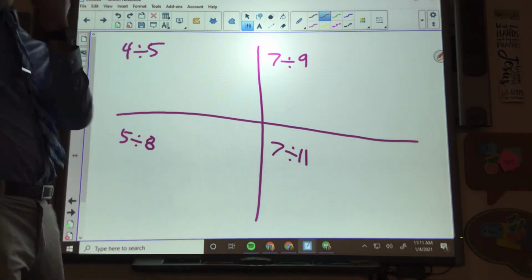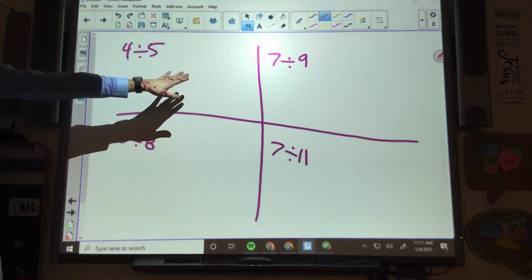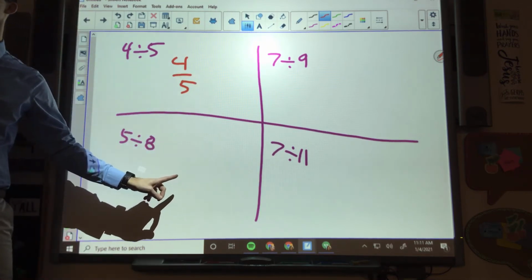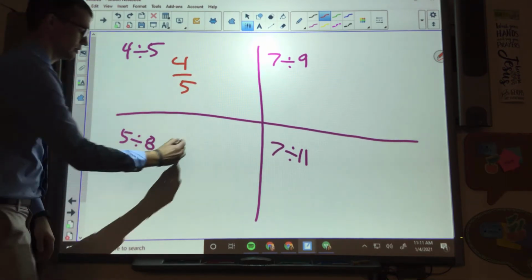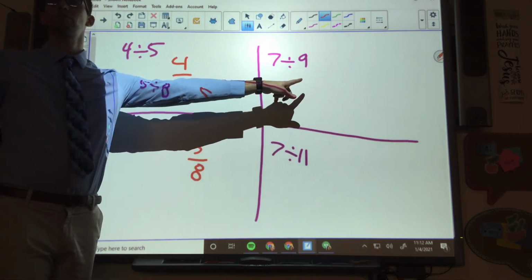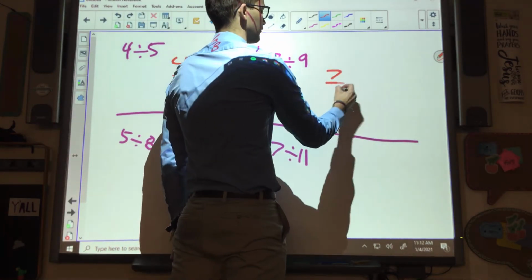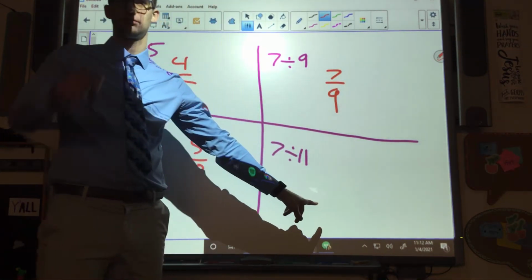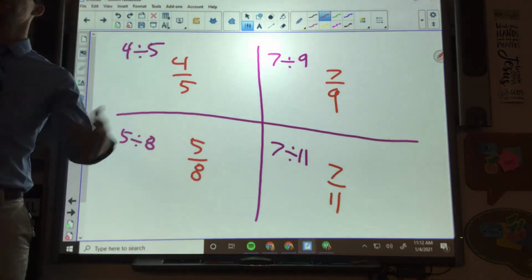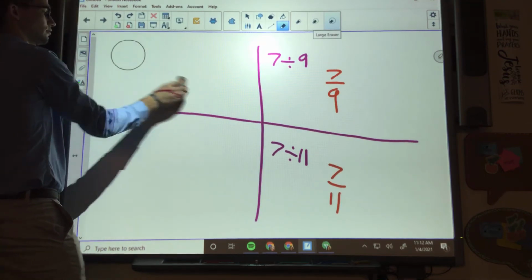Okay, anyone got it? What is it? Give me this one. 4/5. Yes, 4/5. Anyone got this one? Someone else, a different group. Yep. 5/8. Yes, 5/8. This one. 7/9. Yes. This one. 7/11. Pretty easy, right? All right, well, let's see if you guys can get the next ones that easily.